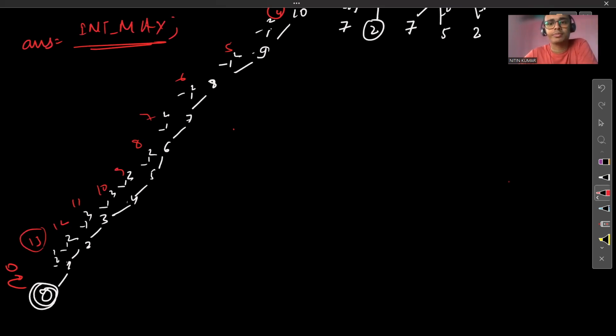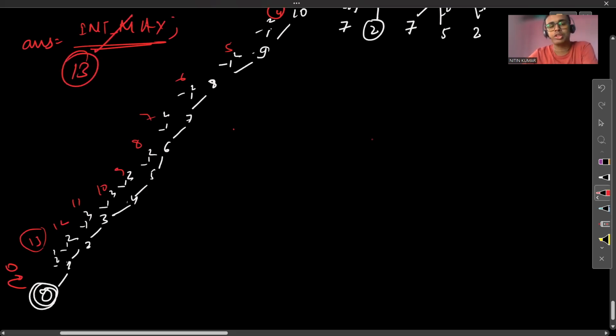Okay, I hope you understood this. So now I got the value in 13 steps, and the value currently stored in my answer is integer max. So 13 is obviously less than integer max, so I update the value of answer to 13. So this is the new answer.